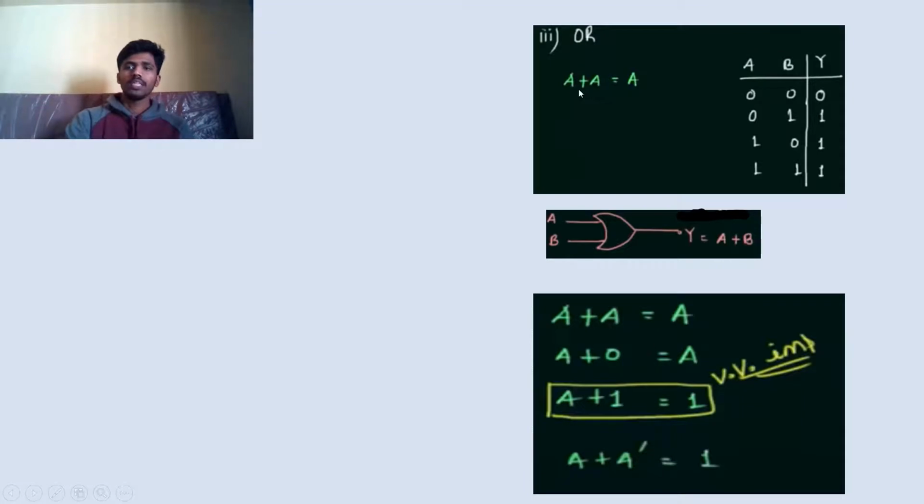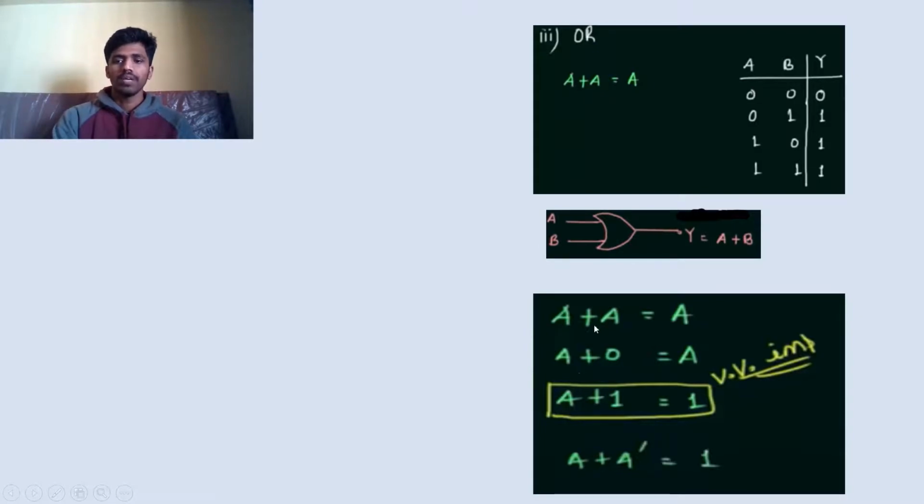The third one is OR. In OR gate, we are having two inputs and one output. So when 0 0 is given, the output will be 0, and when the input is 0 1, the output will be 1, 1 0 gives 1, and 1 1 gives output 1. The symbol of OR gate is shown in here.